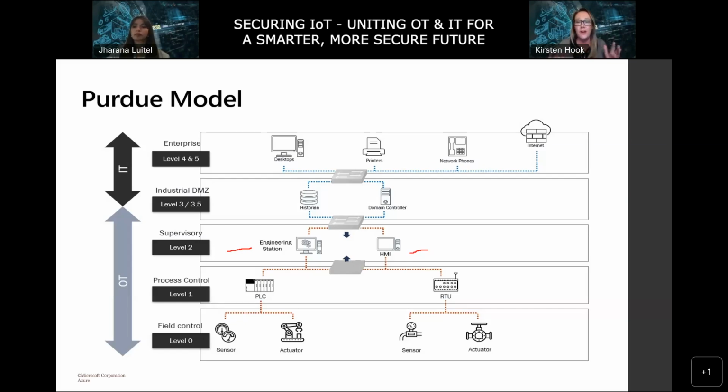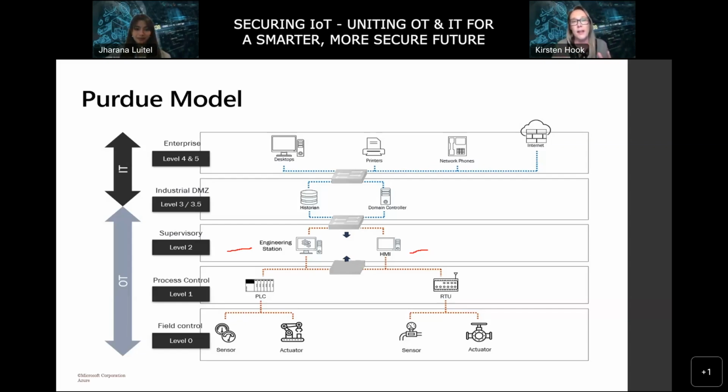Think of this as being very east-west. It's not leaving the network. You're not really going to get this great asset detail unless you're sniffing the network down at this level. And as you can see, as we go further up the stack, we can see where the historian and the domain controllers kind of exist in the industrial DMZ.